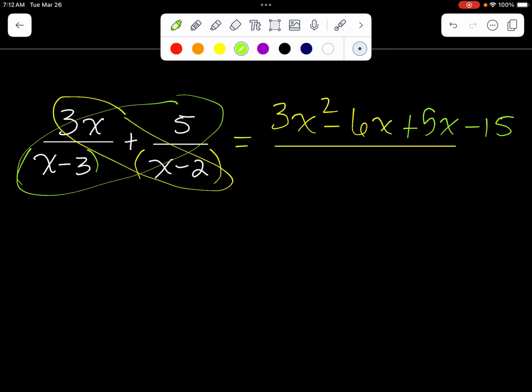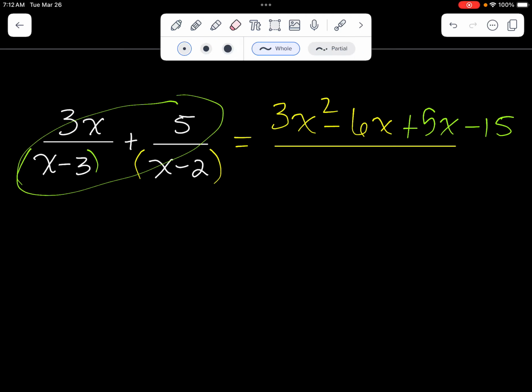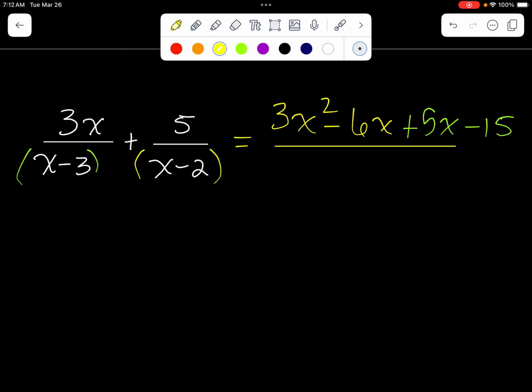And in order to get the bottom part right down here, what we are going to do is multiply the two denominators together. So we're going to multiply these two here. And I'm just going to leave them as factors, like this. I'm not going to do the FOIL method.